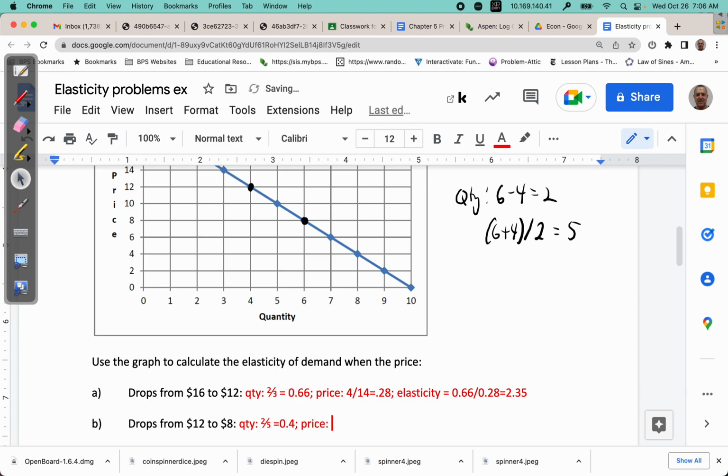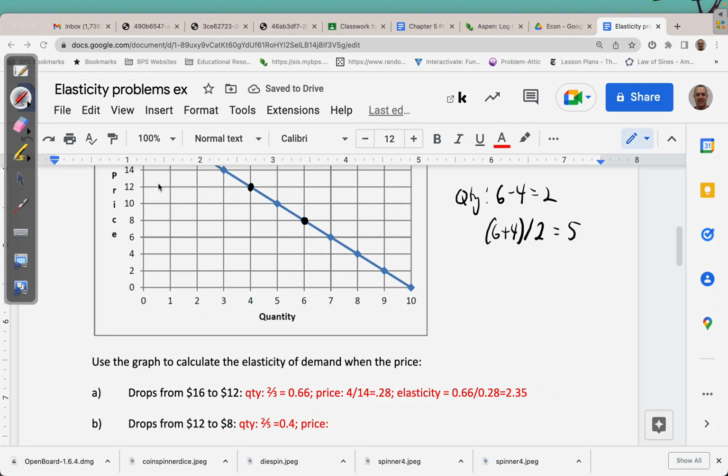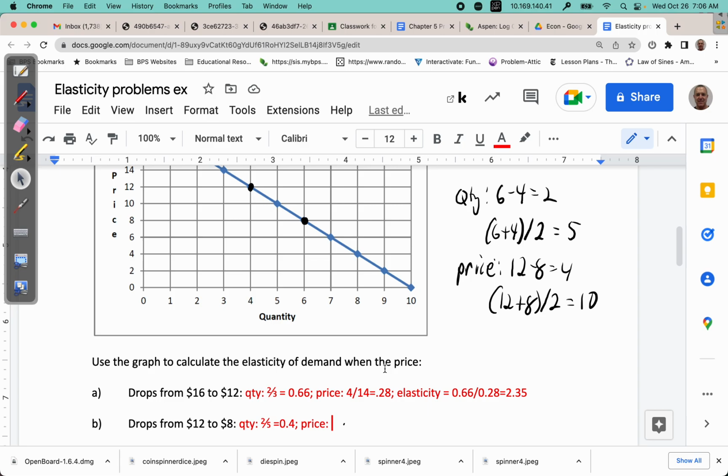Price, well, the price change from $12 to $8. 12 minus 8 is 4. The average of 12 and 8, 12 plus 8 divided by 2 is 10. So the percent change in price is 4/10, which also equals 0.4. Elasticity, price elasticity of demand, is 0.4 divided by 0.4, which equals 1.